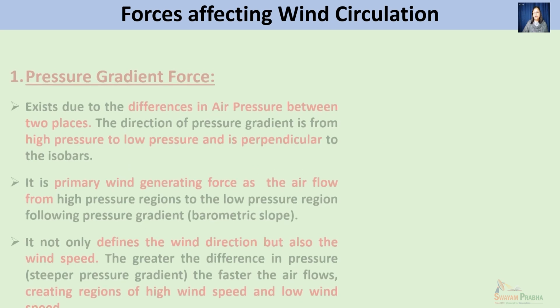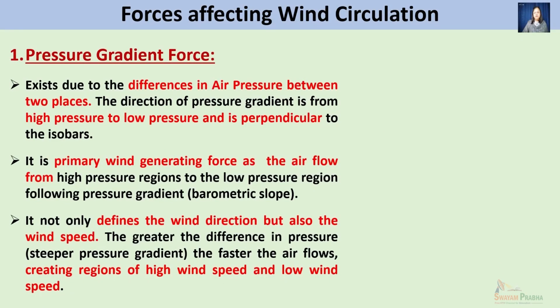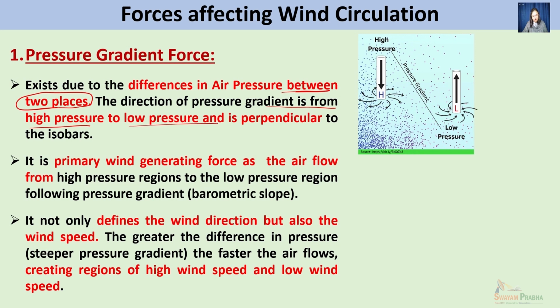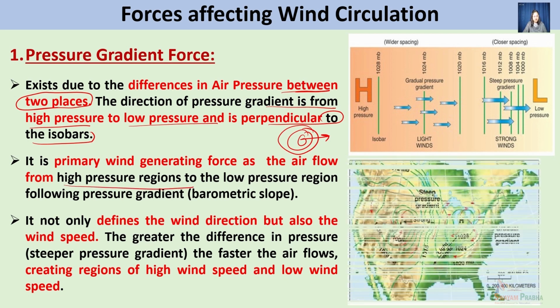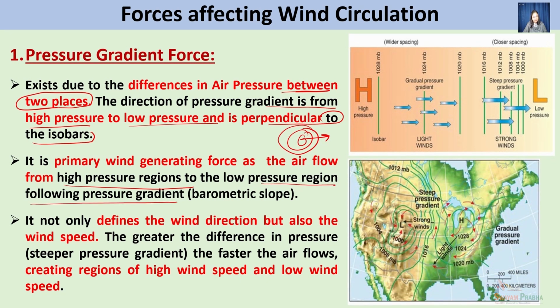Starting with pressure gradient. Pressure gradient is the primary wind generating force which exists due to the differences in air pressure between the two places. The direction of pressure gradient is from high pressure to low pressure, and it is always perpendicular to the isobars. So this primary wind generating force defines the flow of air, which is primarily from high pressure regions towards the low pressure regions following the pressure gradient, also called barometric slope.